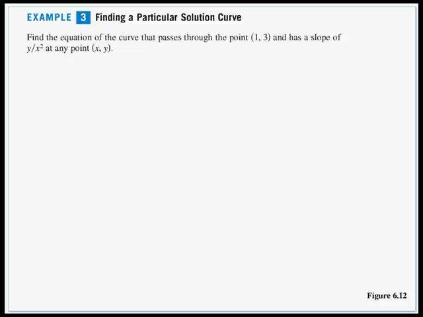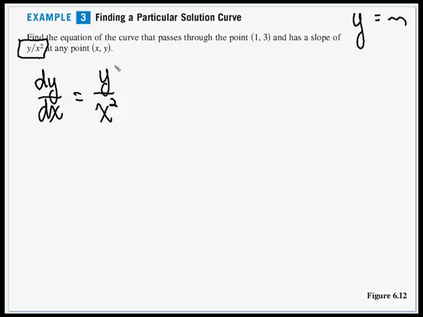Find the equation of the curve. Find the equation means when we're done, we're going to have y equals something, and we're not going to have a plus c on it. We will have our particular solution given this initial condition. But it says find the equation of the curve that passes through the point and has a slope of this at any point. Well, what is a slope? A slope is the derivative, dy dx. dy dx is the slope, and that is equal to y over x squared at any given point (x, y). So there's our differential equation.